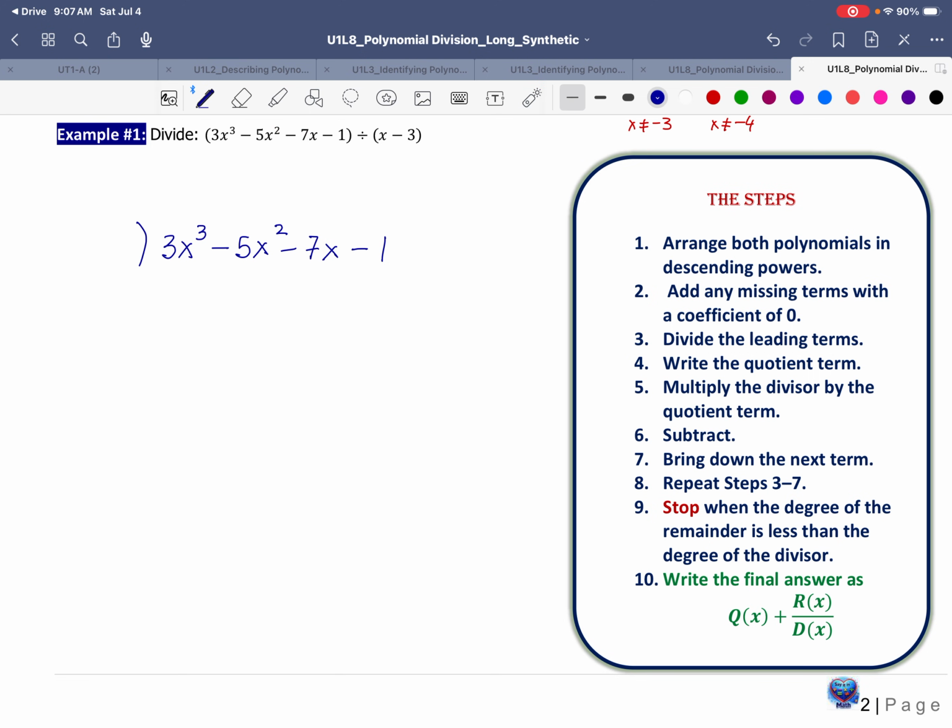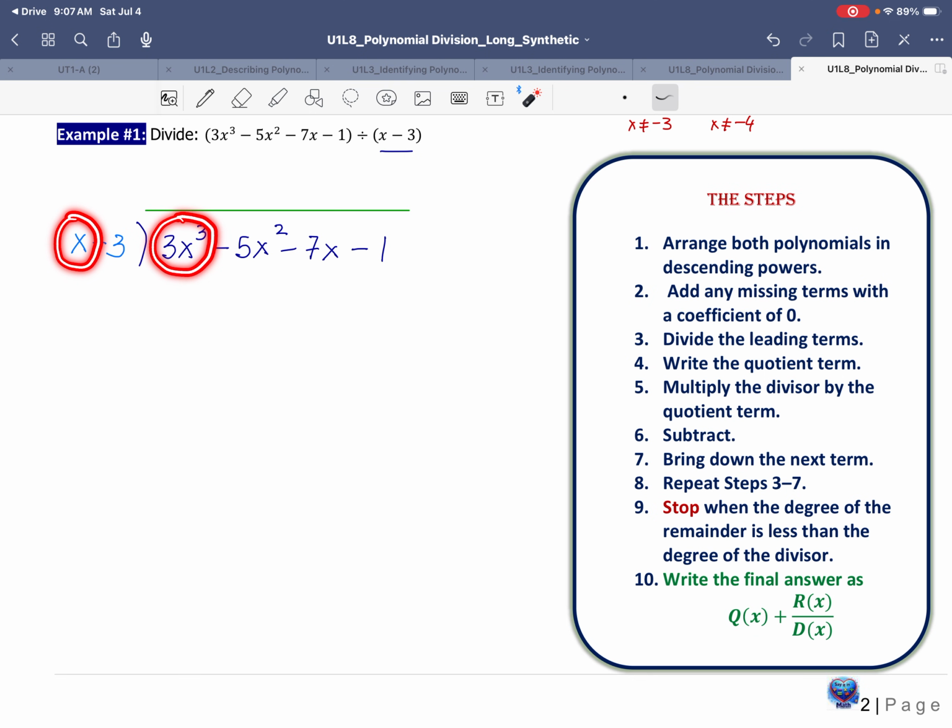Then we're going to write the divisor, which in our case is x - 3. So let's write that down. I'm going to draw that line in here where we're going to write the answer. Now, we begin by checking to see how many times the first term in the divisor goes into the first term of the dividend. So x goes into 3x cubed how many times? Now, this is a little bit tricky because when it comes to numbers, we can visualize them better.